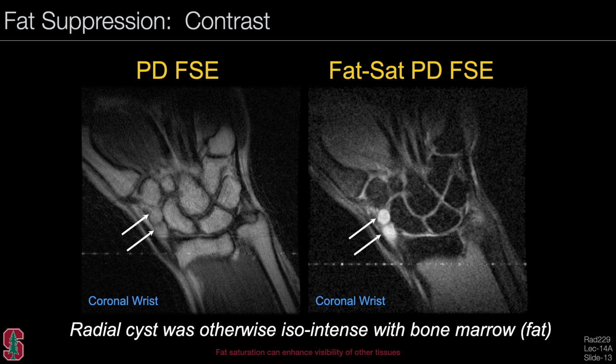So why do we do fat suppression? This is an example showing fat suppression for contrast. This is a case with a radial cyst, and it otherwise is iso-intense with bone marrow, which is fatty. This is on a proton density weighted scan, and on the right you can see when we suppress the fat, we suppress the bone marrow, so the bone is actually dark. So what you see is the cartilage between the bones in the wrist here, and you see this cyst. So often we want to do fat suppression to enhance the contrast of what we're looking at.